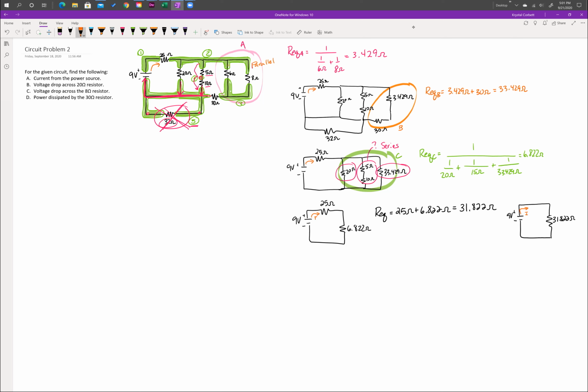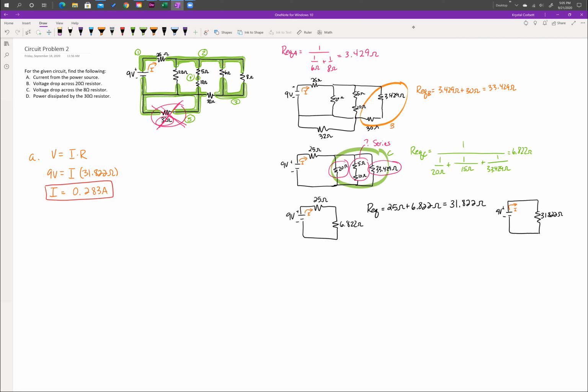Now, in order to find the current that's leaving the power source, as indicated by the orange arrow on each of my diagrams, I can use that overall equivalent resistance to find that current from the power source. I know using Ohm's law, V equals I times R, and my voltage source is 9 volts. My current is what I'm looking for, and my resistance is the equivalent resistance of 31.822 ohms. So my overall current is equal to 0.283 amps.